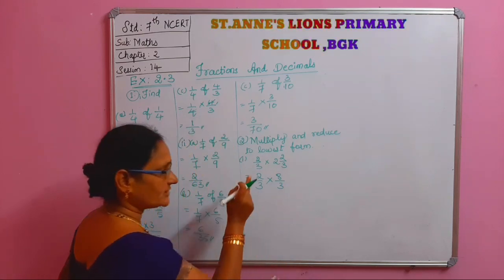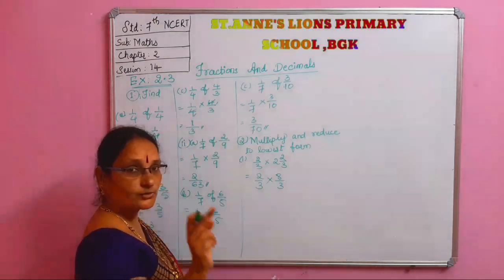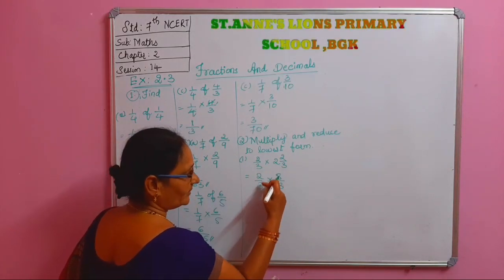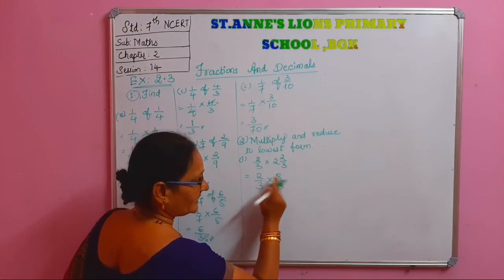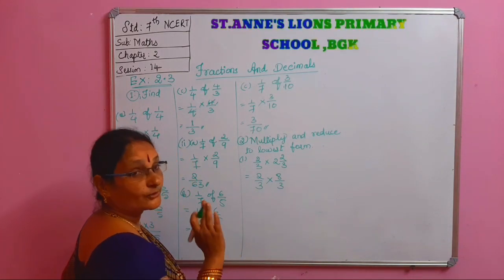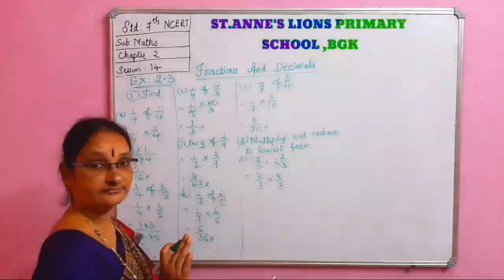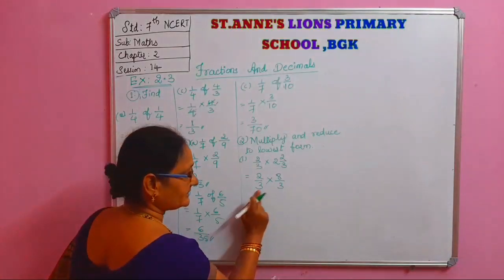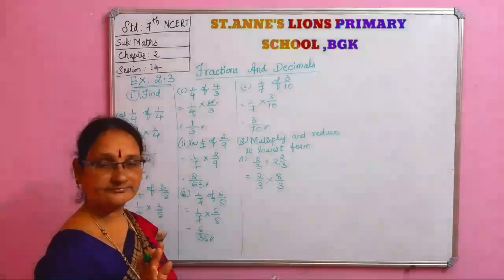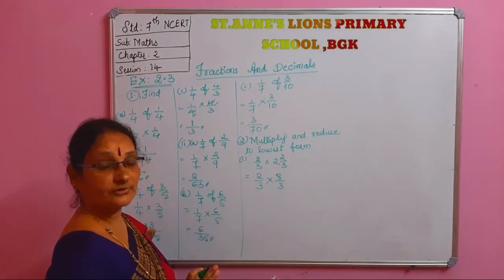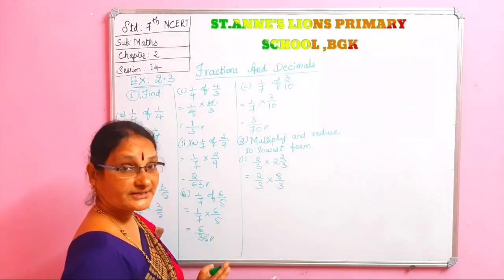Now is any cancellation possible? Cancellation, how to do, I told you. Either cross like this, or numerator to denominator, not side by side. Can we cancel side by side? No, that is the wrong rule. We are not allowed to cancel side by side. 3 and 3, 2 and 4, no. 2 and 8 are there. 2 1s are 2, 2 4s are 8. No, we cannot. That is not the rule of mathematics.